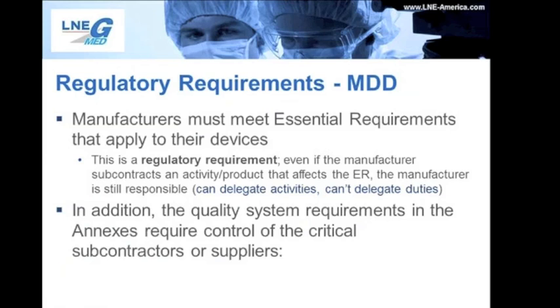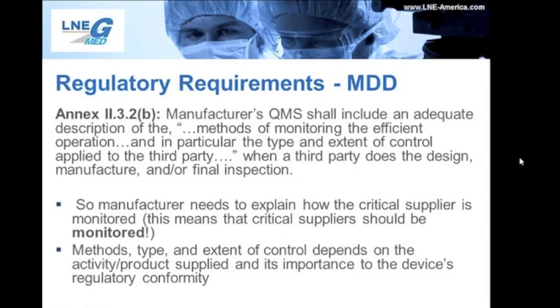Where the essential requirements apply to a device, the quality system requirements in the annexes of each directive apply to the manufacturer and the quality management system. Each directive has the same requirements for controlling critical subcontractors or suppliers. Since each directive has the same requirement, we can choose just one.